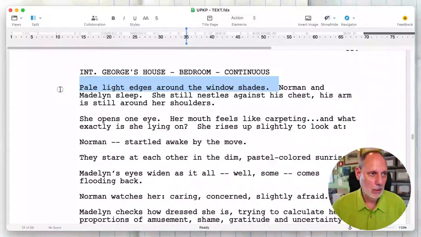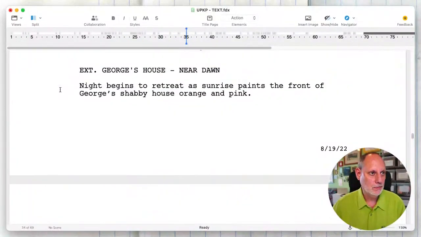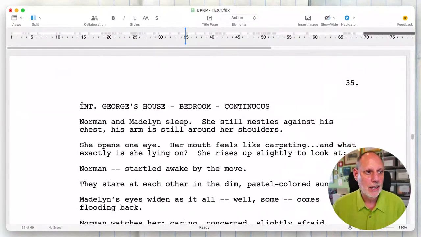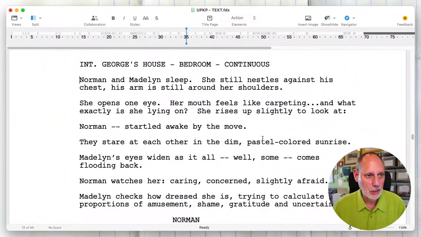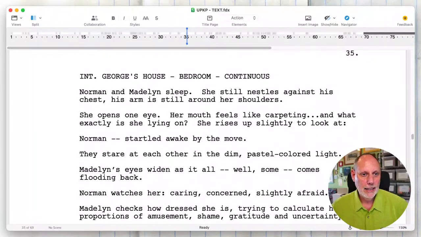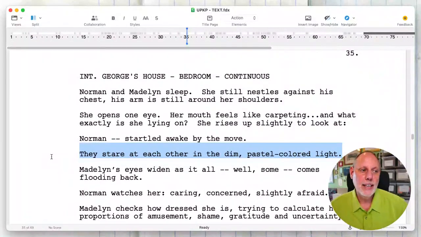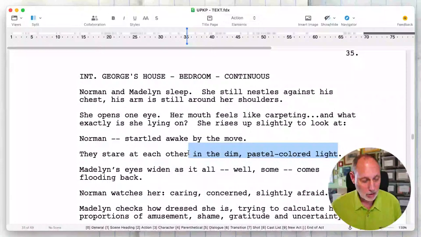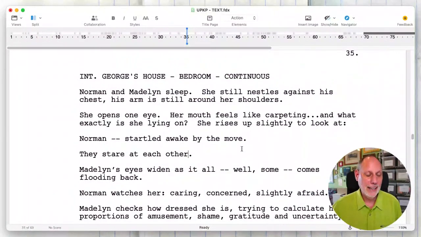You know what? There we go. Since I've said that the sunrise paints the front of the house orange and pink, I don't think we need to say that it's coming around the edge, especially because light. There. I established the light out the windows now. And now the point about this is that I want to say they stare at each other. Now, I could just say, they stare at each other. However, I kind of like giving it a little bit of romance.